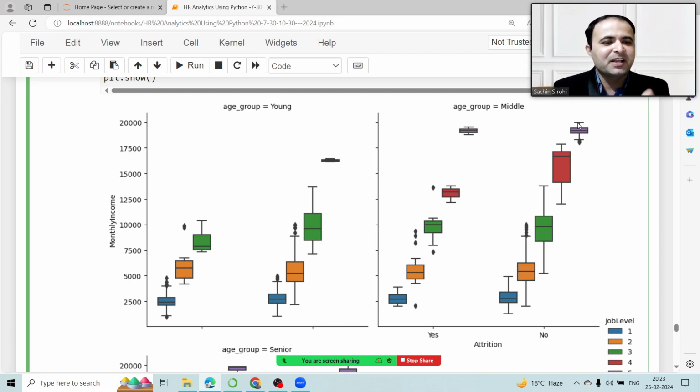So you will not stay at a particular company because your skills are very high, if your salary is not according to your skills, not according to your job profile, and you're working, definitely the attrition will be high. So the middle age attrition is also not so high, but as compared to young, the attrition rate is high.